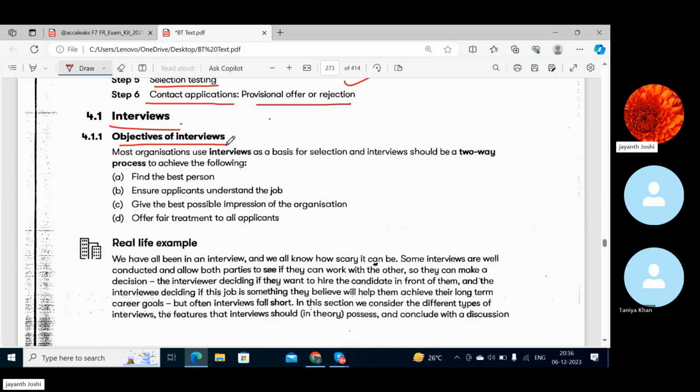Interviews. Objectives of interviews are what? This is the way the interviewer or the employer meets with the applicants. They connect with the applicants and understand about them either face to face or through online interviews, which are also in trend right now. Most organizations use interviews as a basis for selection, and an interview should be a two-way process to achieve the following. Find the best person. When you come across people and have a conversation with them, you see them physically, you see their body language, and you understand what kind of person he or she is. Ensure applicants understand the job, give the best possible impression of the organization, and offer fair treatment to all applicants.